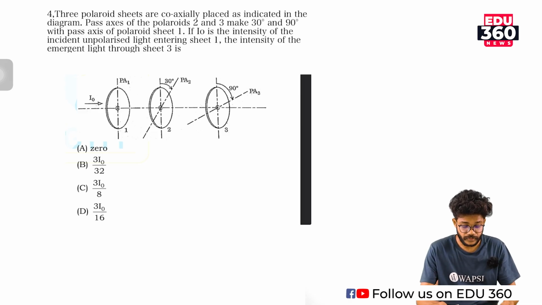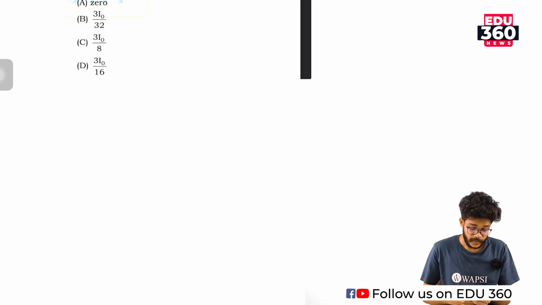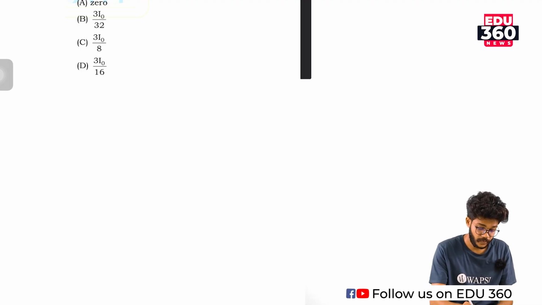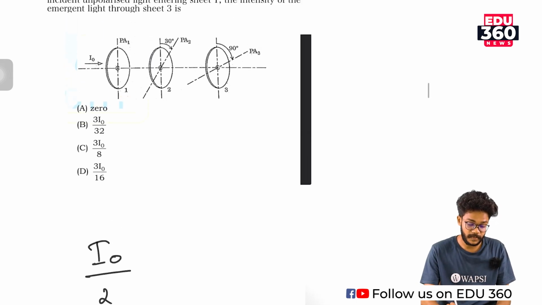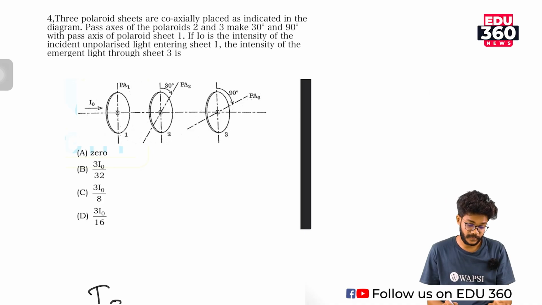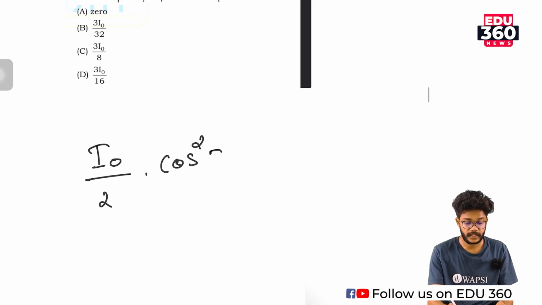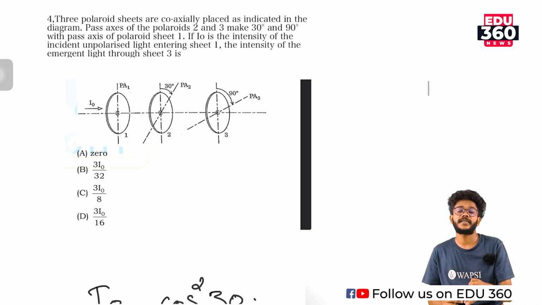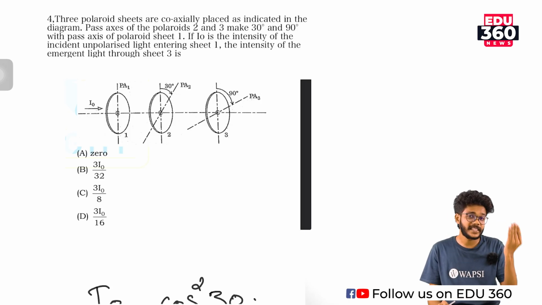So I0 is entering sheet 1. The emergent light from sheet 1 has an intensity of I0 by 2. Then it is multiplied by a cos square factor of theta. It is 30 degrees, so it is multiplied by cos square 30. Then after entering through the second one, it emerges with a cos square function of theta, and after entering the third one, what will be the theta? It is 90 degrees or 60 degrees.